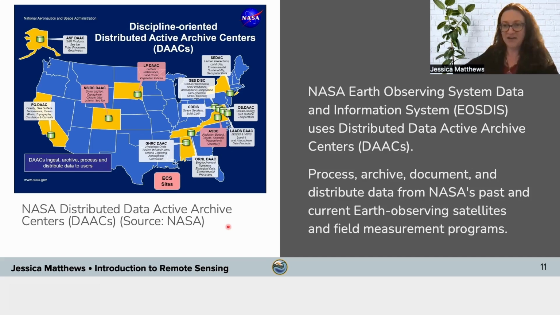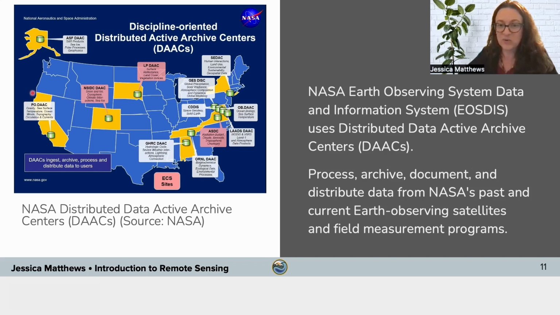Another place that you can access information is from NASA. NASA has what's called the Earth Observing System Data and Information System, or EOSDIS. And they use what they call DAACs, or Distributed Active Archive Centers, to disseminate their information. The DAACs are thematically organized, meaning that each DAAC focuses on a different part of the Earth system.